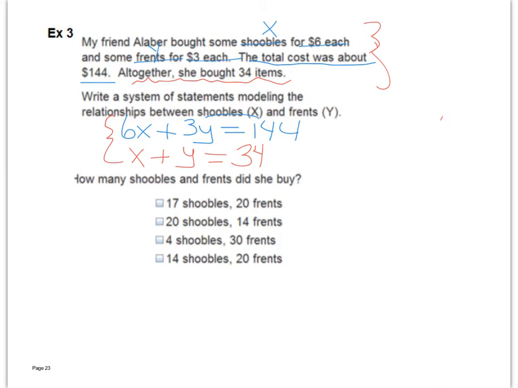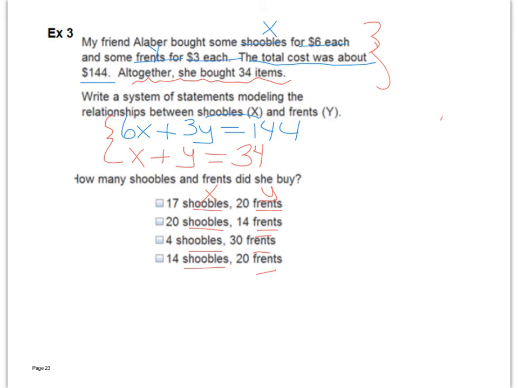And so the question's asking how many shoebles and fronts did she buy? So careful, shoebles are X, fronts are Y. They have them all in the same order in every pair, but these are really just points, coordinate pairs, X and Y. So we just substitute in just like we did. I want you to try that. I'm going to pause, try them in your equation, and then come back and see what you got.